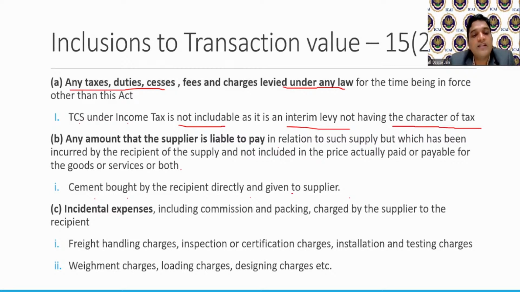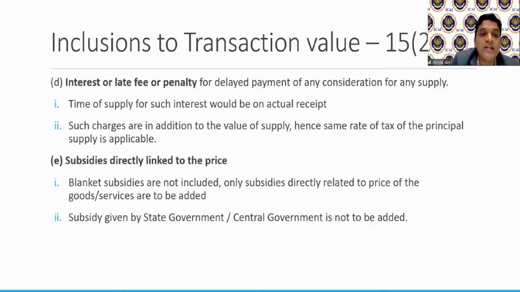Third is incidental expenses, which includes commission and packaging charged by the supplier to the recipient. Any freight, handling charges, inspection or certification charges, installation, testing charges, weighment charges, loading charges, all of this has to be included. What else is included? Interest or late fees or penalty. Time of supply of interest, we've read in the time of supply: time of supply for interest, late fees or penalty would be on actual receipt. Okay.